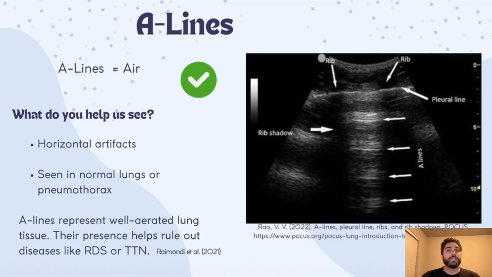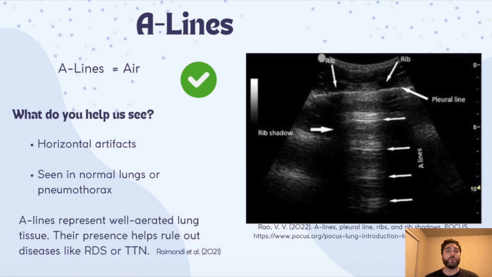So the first artifact that we will take a look at is called A lines. Now, you can think of A equaling air. Air is good. This is where you want air. You want it within the lungs. So this is a good thing to see on an ultrasound.